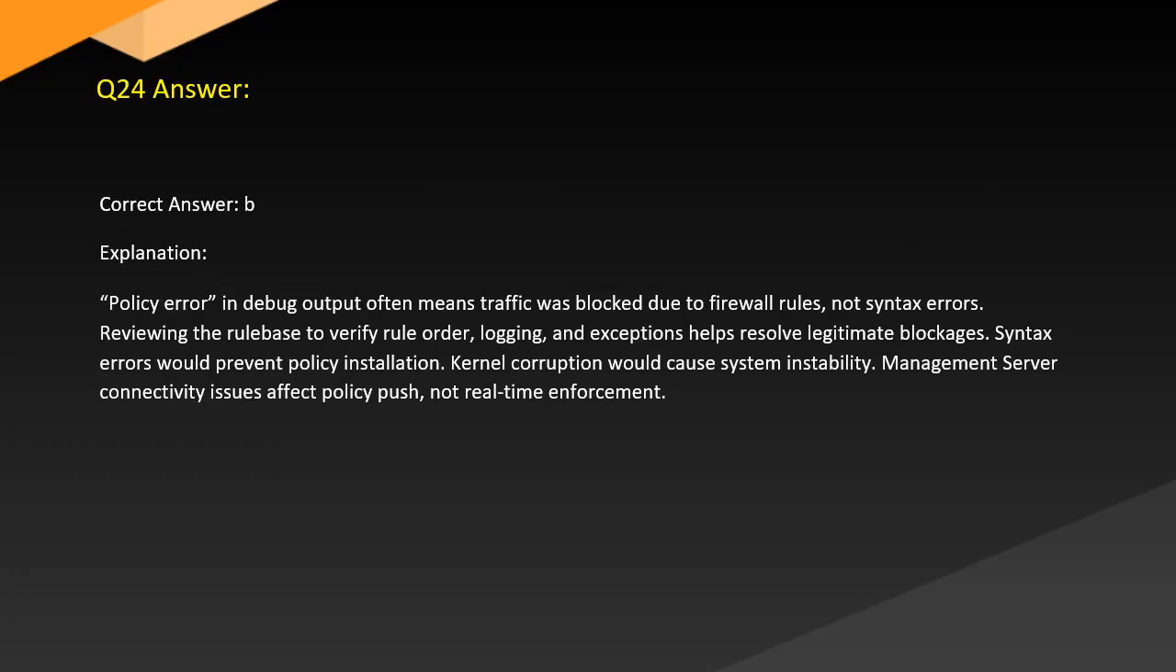Answer. Correct answer: B. Explanation. Policy error in debug output often means traffic was blocked due to firewall rules, not syntax errors. Reviewing the rule base to verify rule order, logging, and exceptions helps resolve legitimate blockages. Syntax errors would prevent policy installation. Kernel corruption would cause system instability. Management server connectivity issues affect policy push, not real-time enforcement.